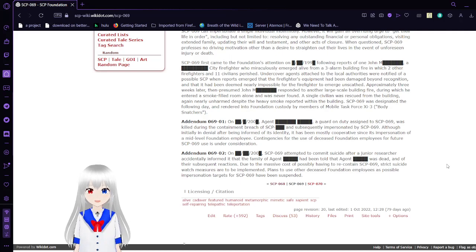On another day in the early 2000s, SCP-69 attempted to commit suicide after a junior researcher accidentally informed it that the family of Agent Blank had been told that Agent Bob was dead, and of their subsequent reactions, leading to massive costs of possibly having to recontain SCP-69. Strict suicide watch measures are to be implemented. Plans to use other deceased Foundation employees as possible impersonation targets for SCP-69 have been suspended.